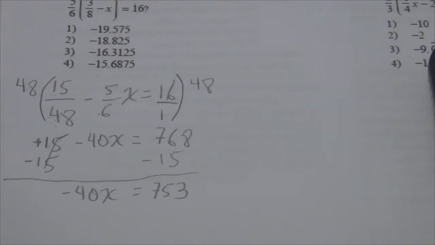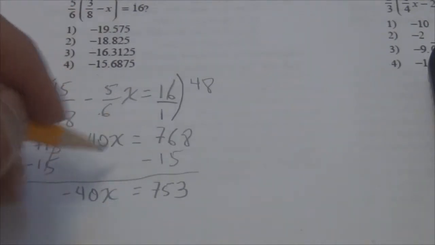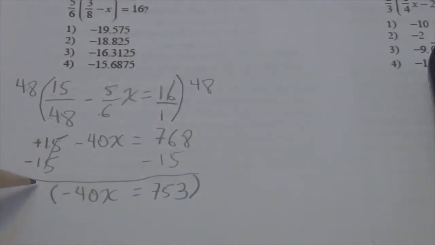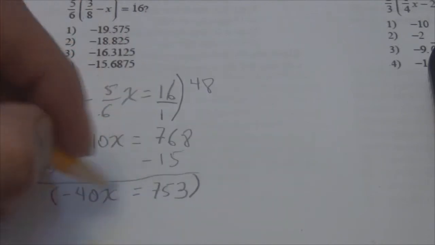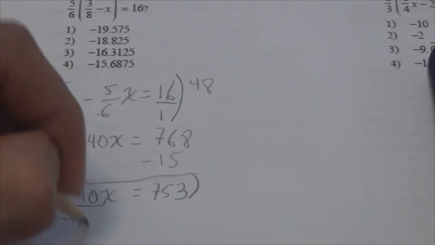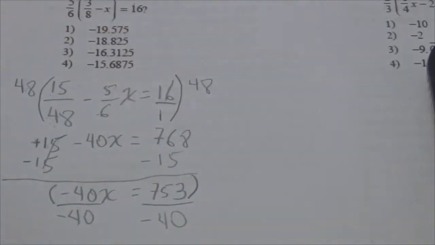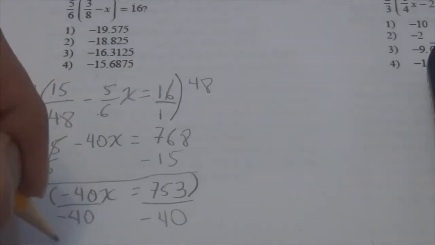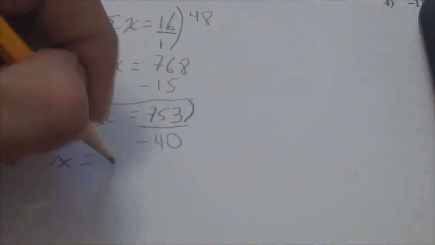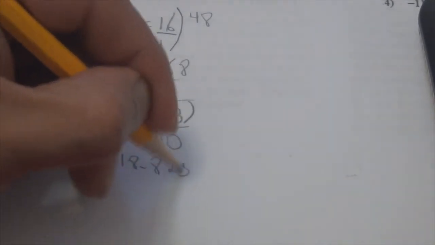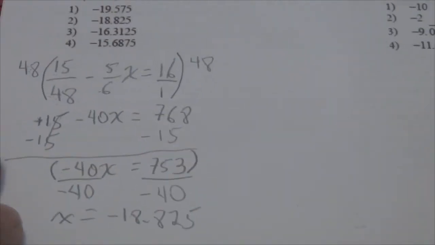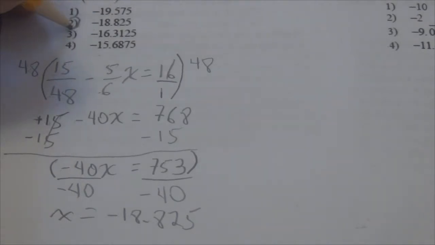And now I'm going to divide by negative 40. What's the last rule? Multiplicative inverse. So I would multiply by the multiplicative inverse of negative 40, which is 1 over negative 40. Or, since we are at this level right now, after so many episodes, you could just divide by negative 40 on both sides. And what do you get? You get x being equal to negative 18.825. And now we go and select our choice. The correct choice is number 2.